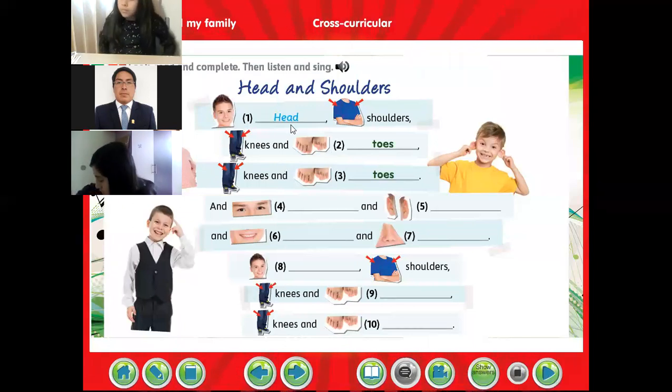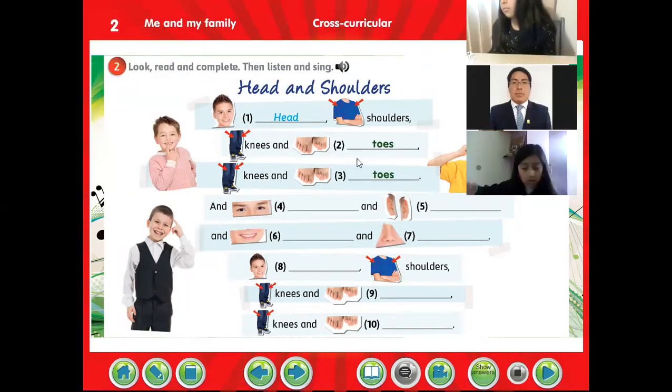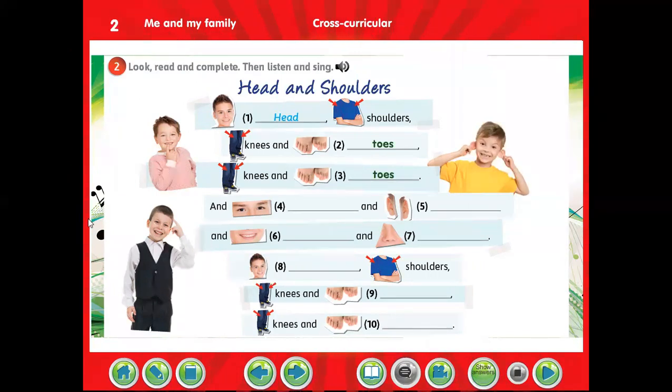Remember, head, shoulders, knees and toes. Now, let's continue with other parts of the body. Leonardo, can you tell me, please, the number 4? Yes, teacher. And eyes. Thank you. Good. Fernanda, can you tell me number 5? What is the number 5? And ears. Good. Thank you.